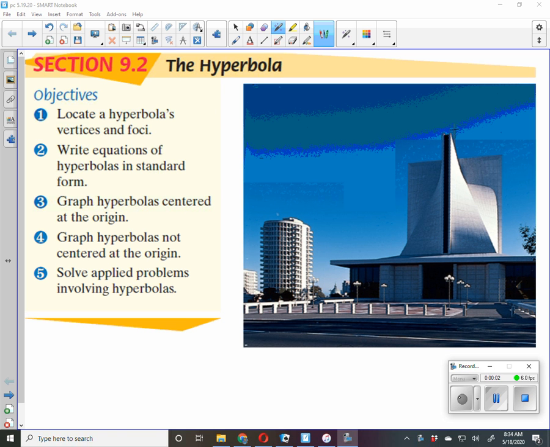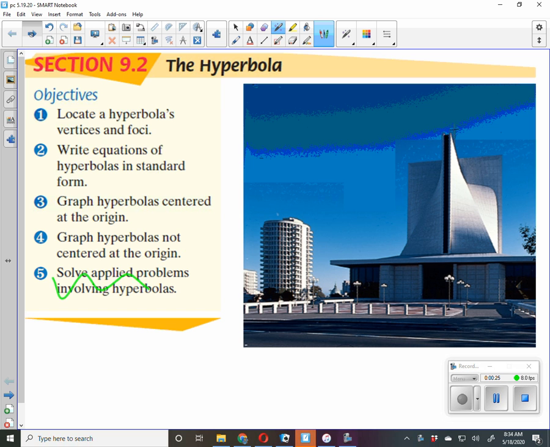Right, the hyperbola. Locate a hyperbola's vertices, write equations of hyperbolas, graph hyperbolas centered at the origin, graph hyperbolas not centered at the origin. We're going to skip this last part just because of time, and there's only so much we can figure out in the last few weeks here, right?